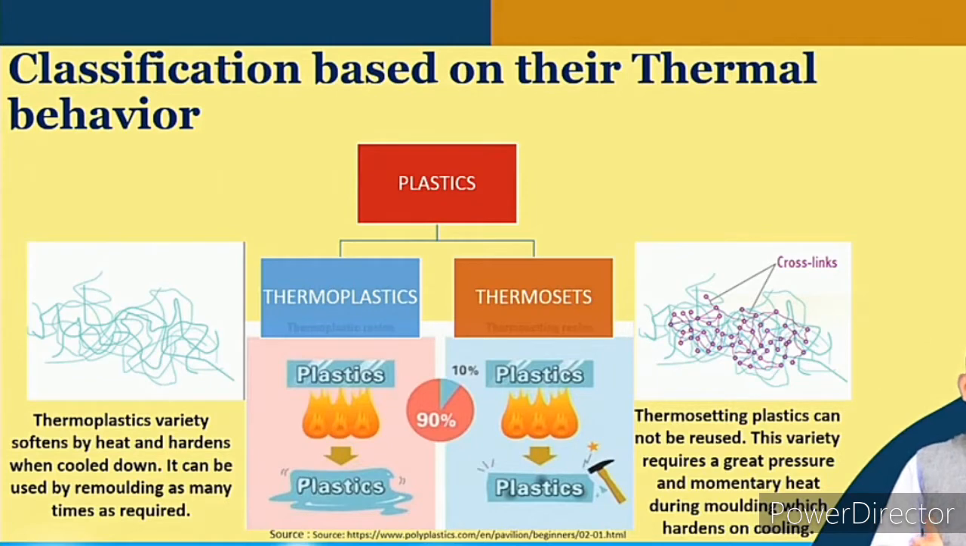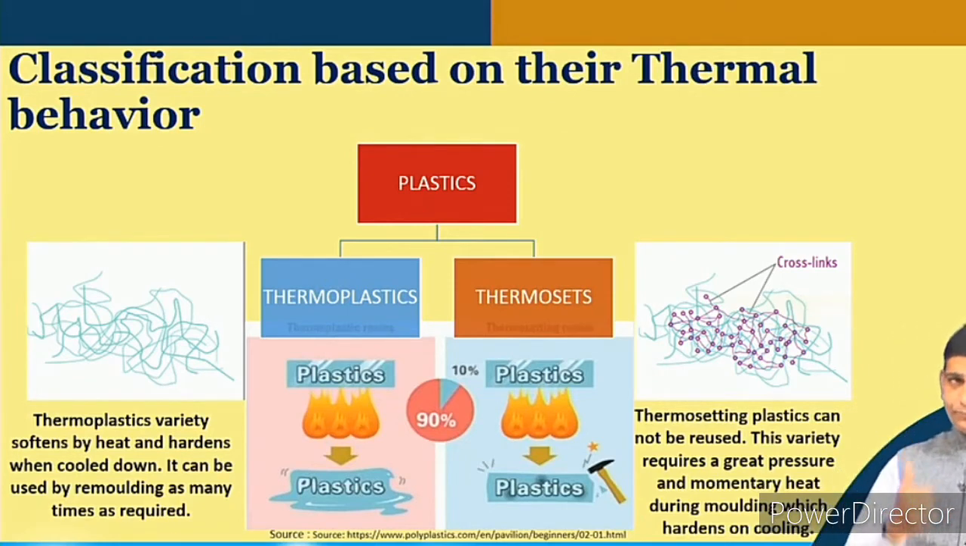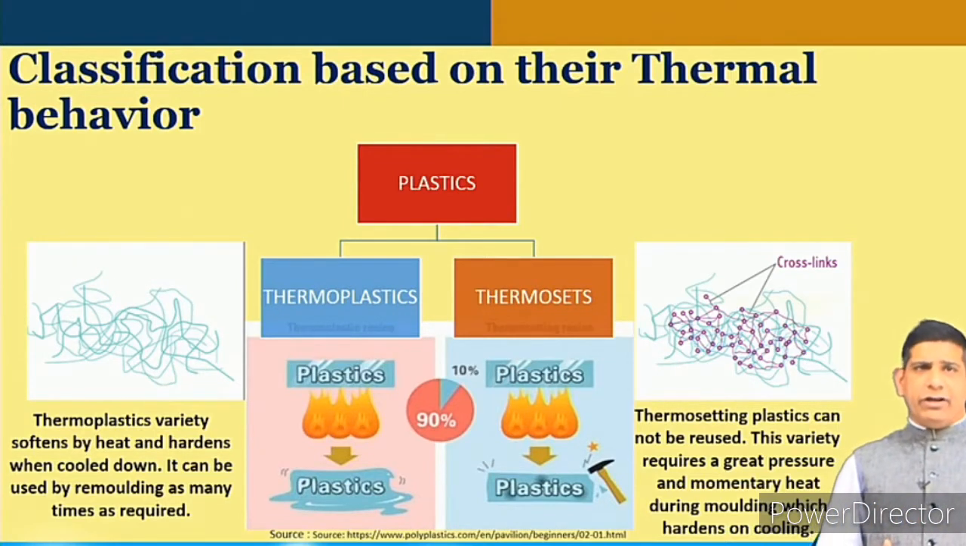When we talk about thermoplastics or thermoset plastic, thermoplastics is a variety which softens by heat and hardens when cooled down. So if you apply heat to it, it will become soft, and then when the heat is removed, when we cool it down, it will become hard again. So it can be remolded as many times as required. You can remold it and use it for different applications. You can make different products out of that. So thermoplastics is that particular category.